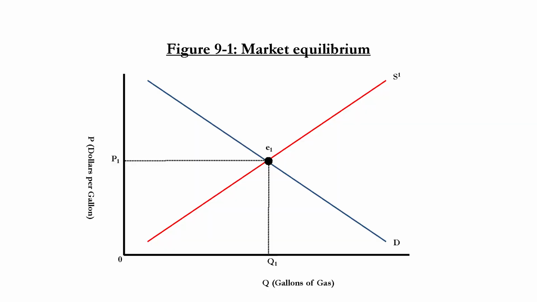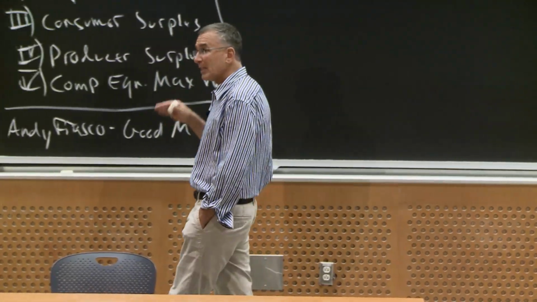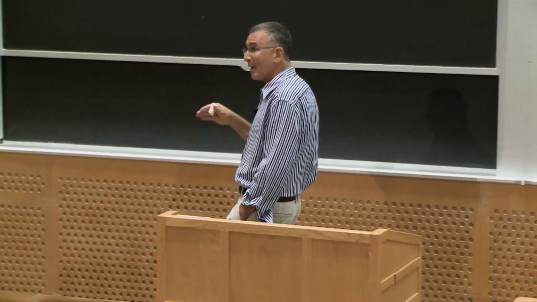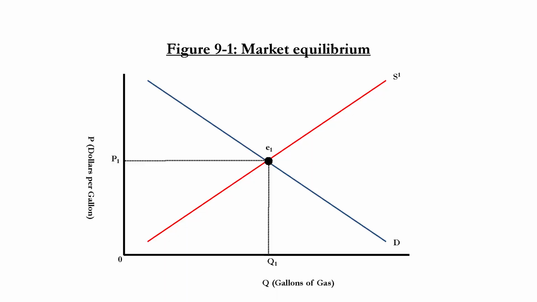Okay, so figure 9.1 has the general market for gas. On the x-axis, you have quantity, which is gallons of gas. On the y-axis, you have price, which is dollars per gallon. You've got a demand curve, which measures the willingness of consumers to pay for the good. So it's the marginal willingness to pay. Each point on that demand curve represents the amount consumers are willing to pay for that next unit. You have the supply curve, which is the producer's marginal willingness to supply. Each point on that curve represents the producer's willingness to supply that next unit.